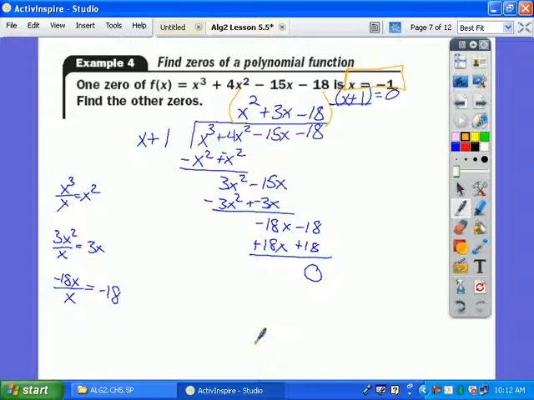However, it may not factor. In fact, it's likely it won't. So we'd have to use the quadratic formula. In this case, it does factor, so let's go ahead and factor it. So x squared plus 3x minus 18 equals x plus 6 and x minus 3.